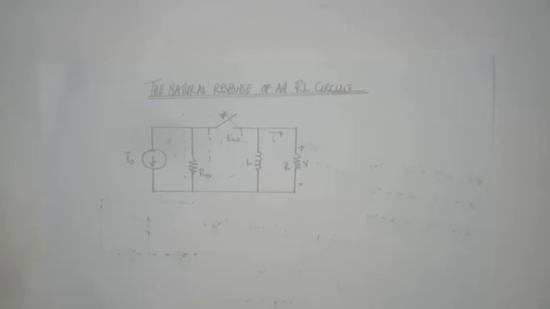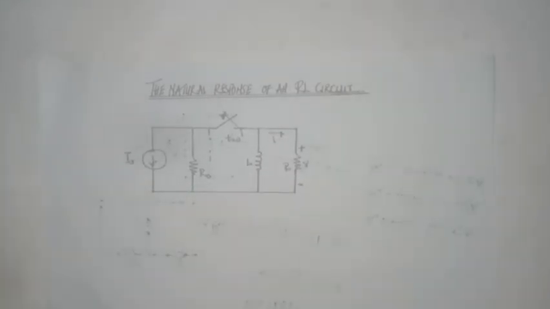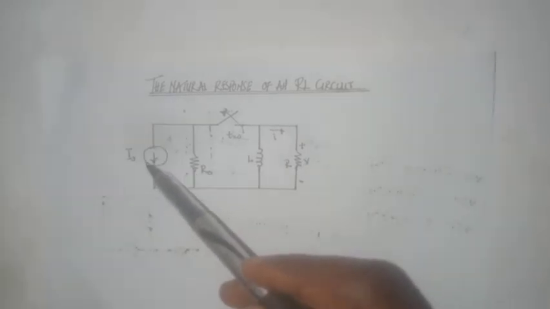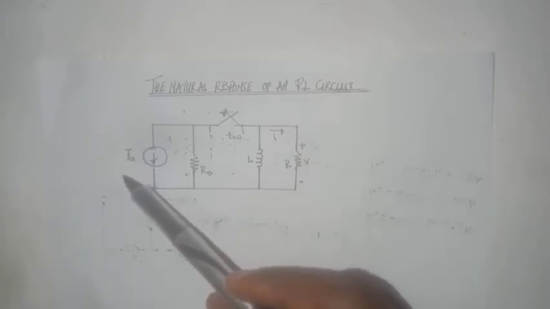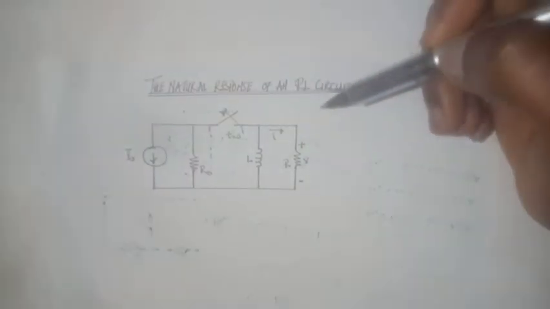In this video we'll be talking about the natural response of an RL circuit, and to describe that we will be using this circuit. We assume that the current source generates a constant current of I of S, and that this switch has been closed for a long period of time.